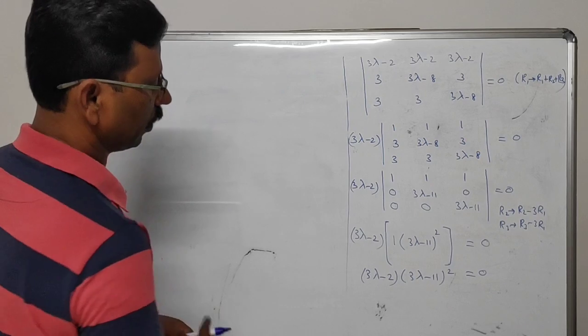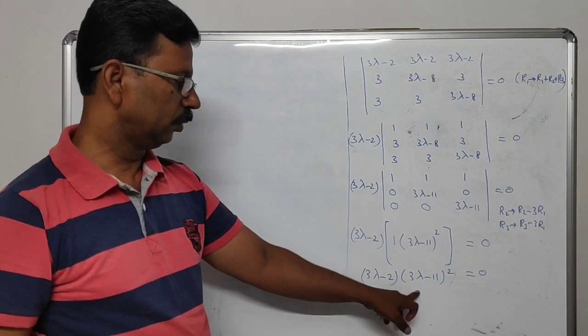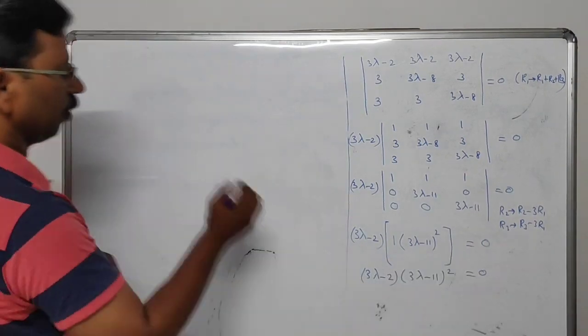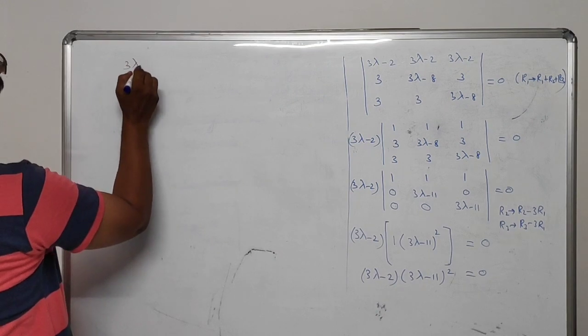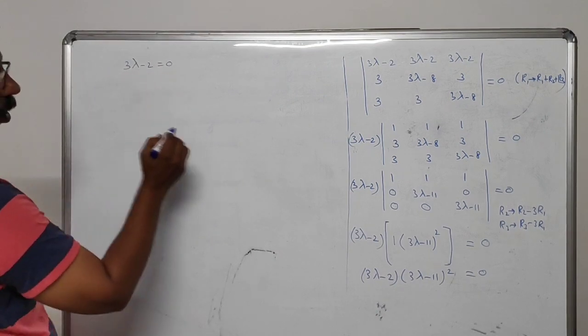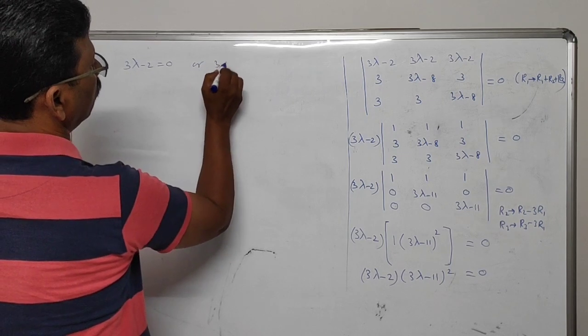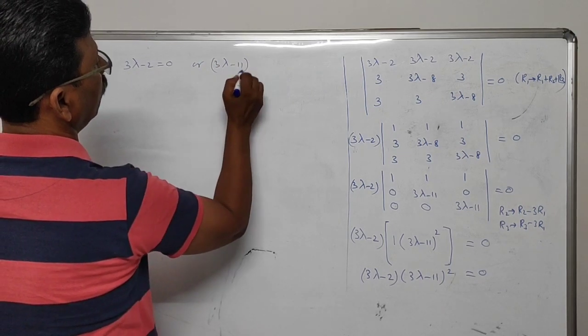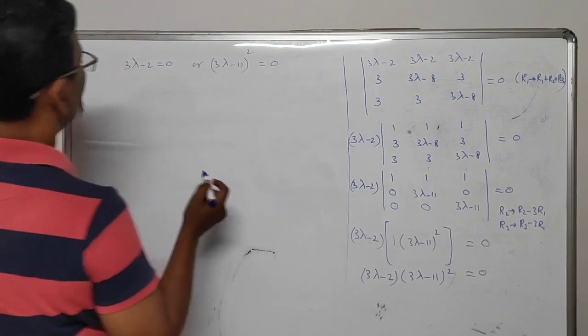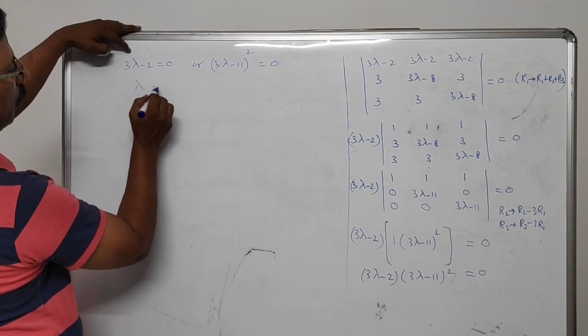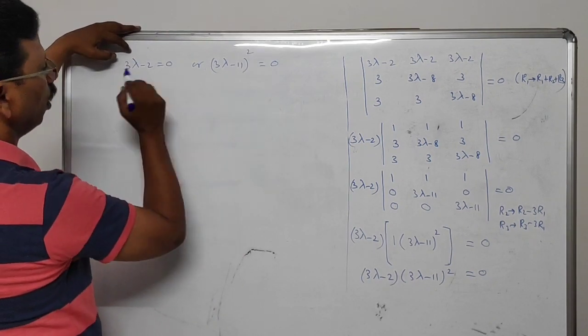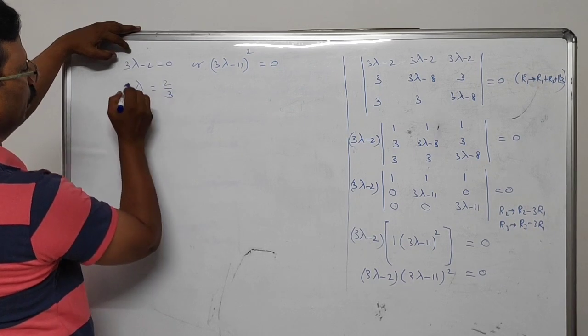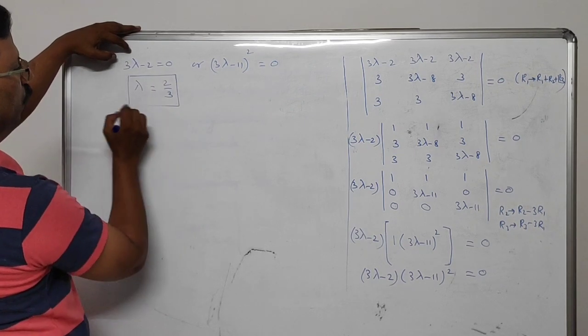See, after this, you can write (3λ - 2)(3λ - 11)² equal to 0, means we can say either 3λ - 2 equal to 0 or (3λ - 11)² equal to 0. From this, 3λ equal to 2, λ is equal to 2 by 3. One of the values of λ is 2 by 3.